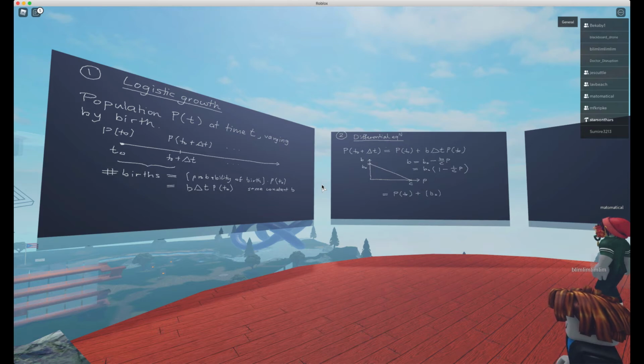I kind of want to undo that line that was earlier. I can't do that, so let's just do this. Okay, so all I'm doing is substituting this in for b. Yeah, delta t, P(t0).